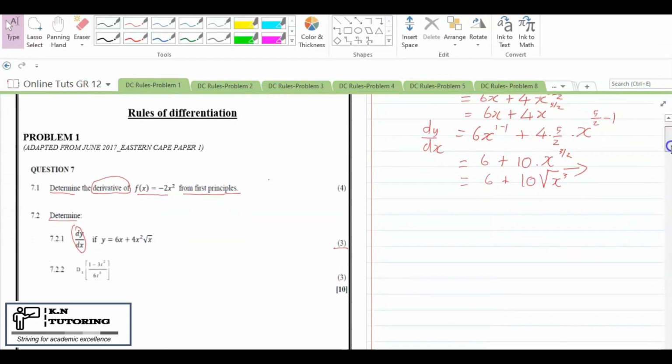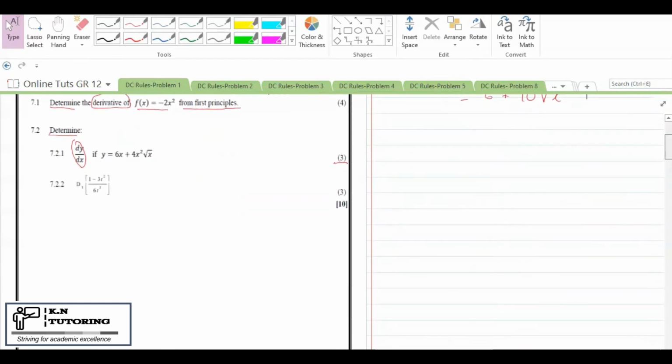Now we move to 7.2.2. We are given that d/dt of (1 minus 3t squared) divided by 6t squared. Now we can see here we are also given a different notation, and the question just said 3.7.2, determine this expression.